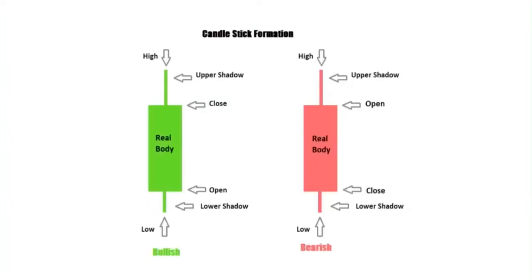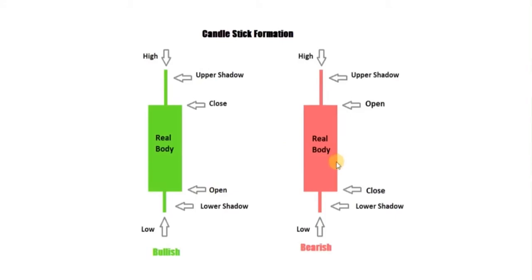There are basically two types of candlesticks, green and red colored candlesticks. A green candlestick indicates the opening price of the session being below the closing price, and a red candlestick shows the opening price of the session being above the closing price. So in a green candlestick, this is open and this is close. Close is always above the opening price.